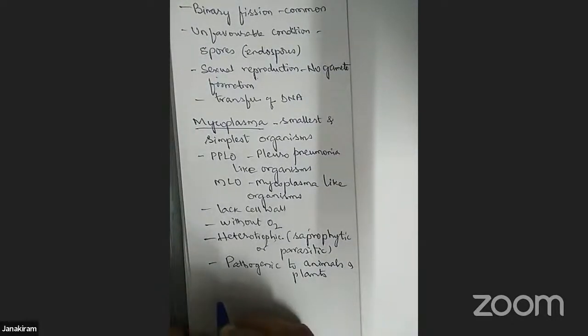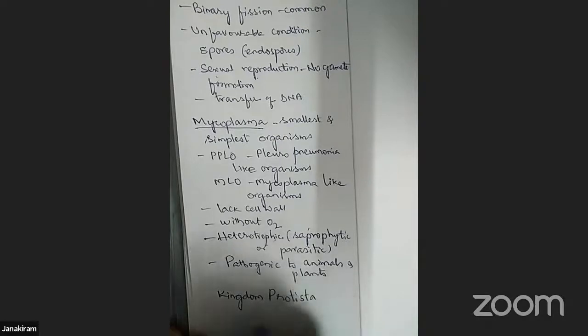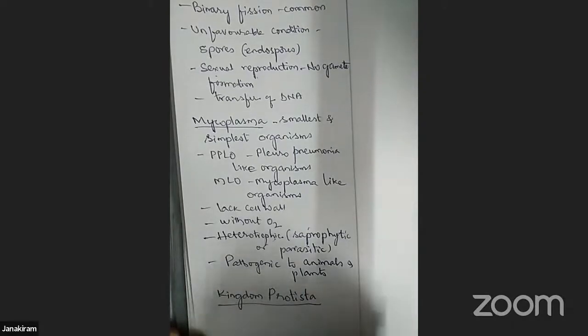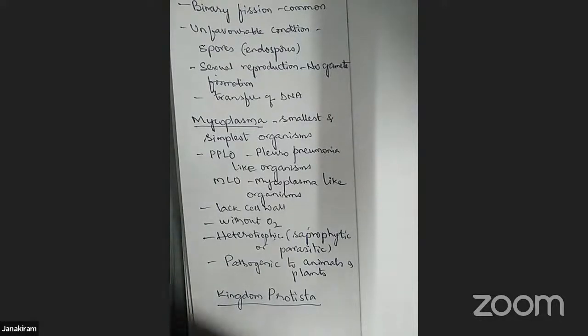Okay. And next, coming to the kingdom Protista. The second kingdom is called kingdom Protista. Kingdom Protista includes unicellular eukaryotic organisms. It includes both plants and also the animals. Okay. Then there is no boundary of characteristic features.